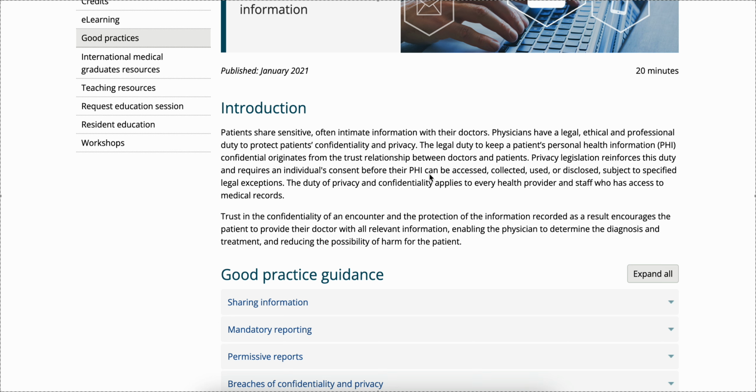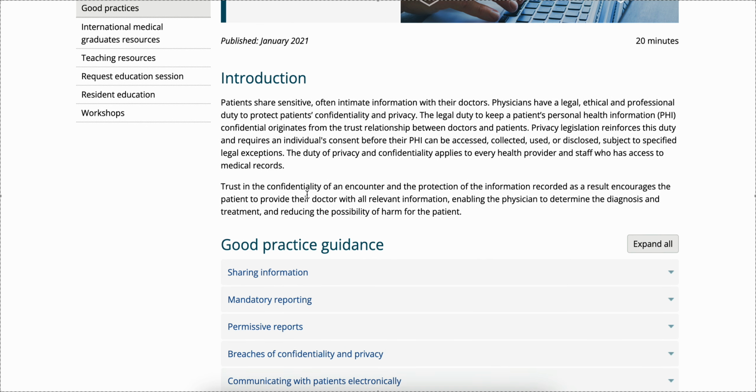So it's not only about sharing it, it could be about using it somewhere. Let's suppose research purposes. If you are using it, you need to make sure that the patient is giving you consent. Every time you do it, you need consent, except in a few situations. The duty of privacy and confidentiality applies to every healthcare provider and staff who has access to the medical record. Everybody who is working with the patient. It could be healthcare staff, a healthcare aide, nursing staff, anybody who can see and do something with the patient's personal health information.